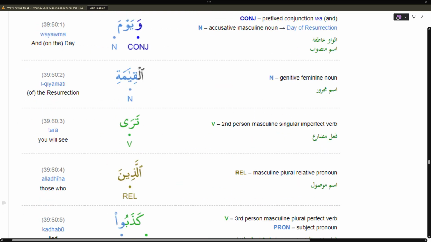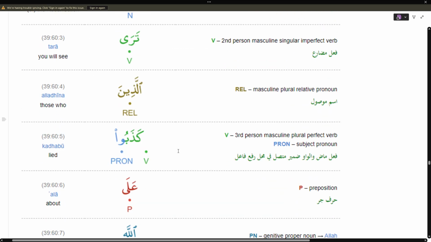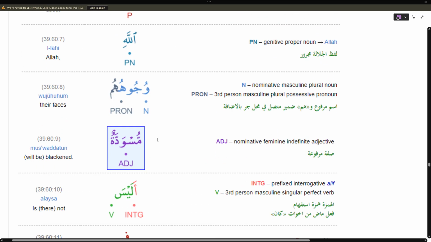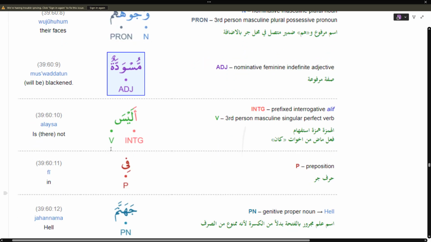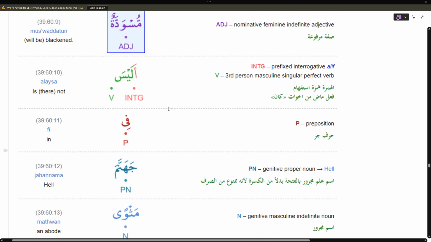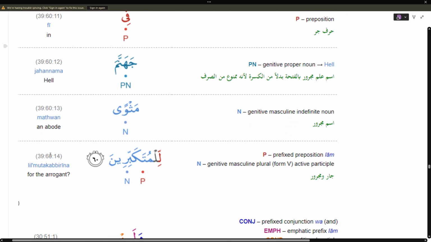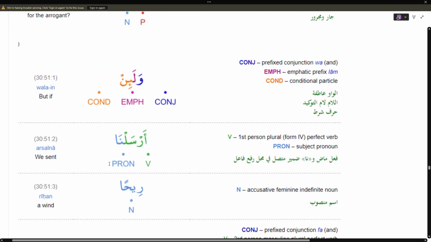وَيَوْمَ الْقِيَامَةِ, and on the day of resurrection, تَرَى الَّذِينَ كَذَّبُوا عَلَى اللَّهِ, you will see those who lied about Allah, وُجُوهُهُمْ مُسْوَدَّةٌ, their faces will be blackened. So we have muswaddatun. Allahumma la taj'alna minhum, may Allah not make us among them. Alaysa fi jahannama mathwal lil mutakabbirin, is there not in hell an abode for the arrogant?